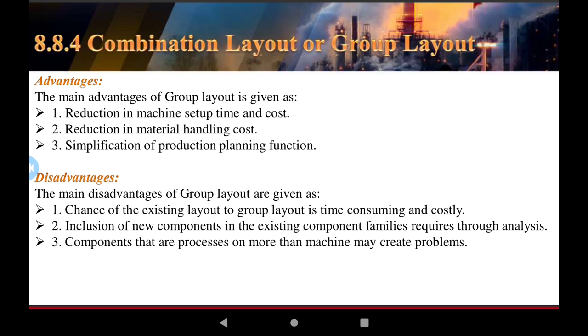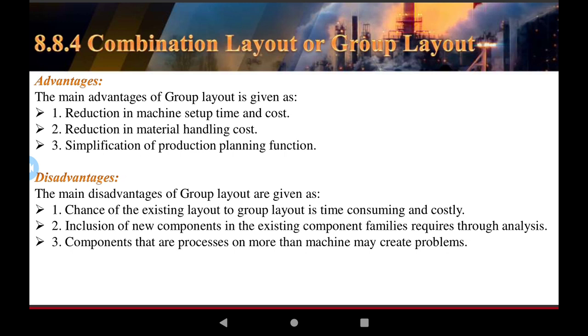The disadvantages of group layout are, first, the change of the existing layout from one position to another to make a group layout is time consuming and costly. Second, the installation of a new component in the existing layout requires thorough analysis. Components that are processed on more than one machine may create problems in the combination or group layout. In this operation, the raw material is converted into the finished product and more operations are required.